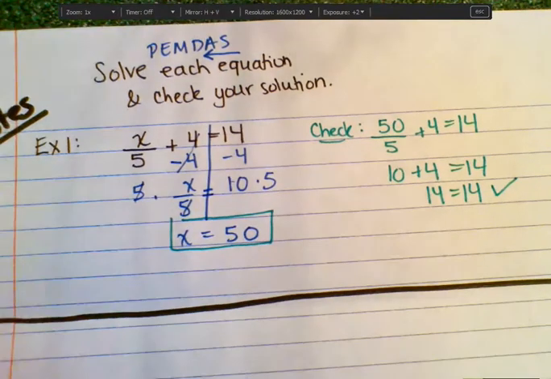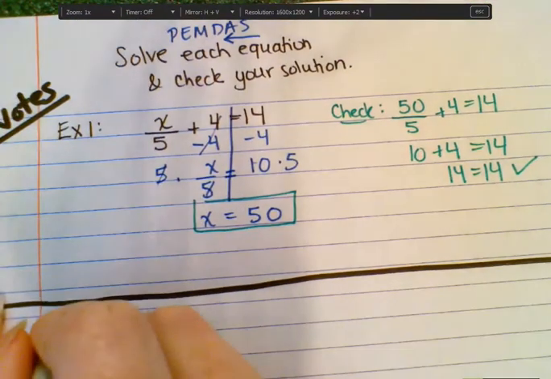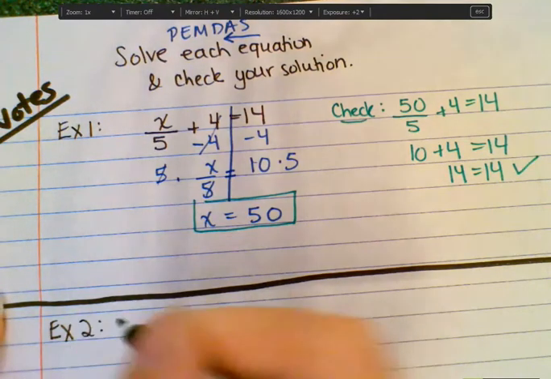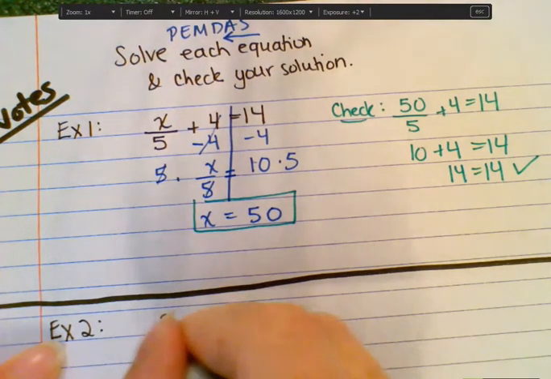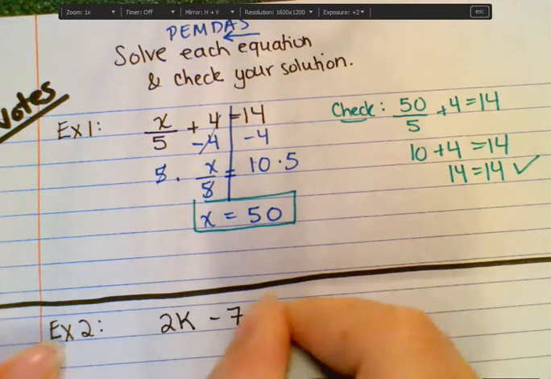Okay. All right, let's look at another example. Make it a little bit more challenging, maybe. I think we're going to wait. We'll do one more that's a little bit simpler, and then we'll give you one that's more difficult. All right, so example 2. We're going to have 2k minus 7 equals 23.